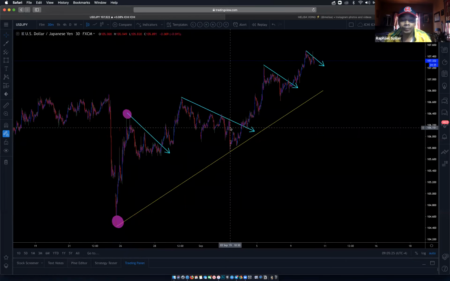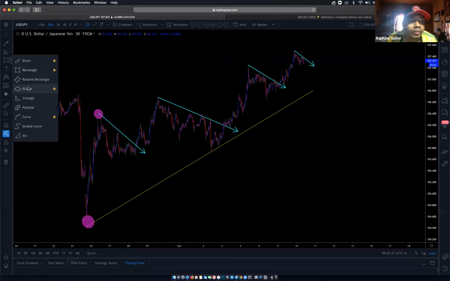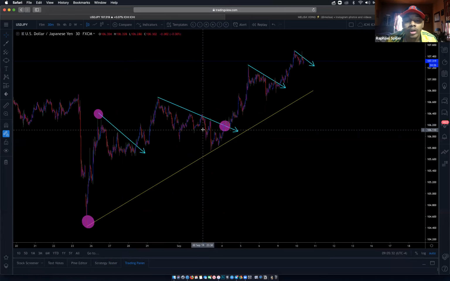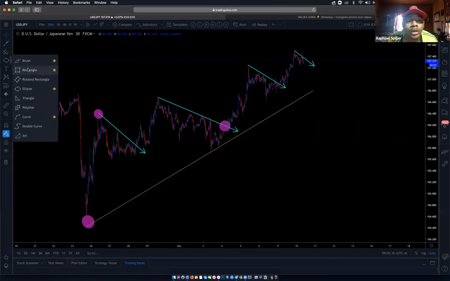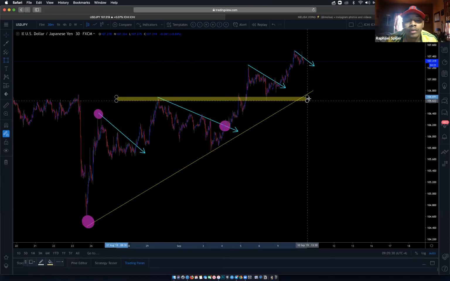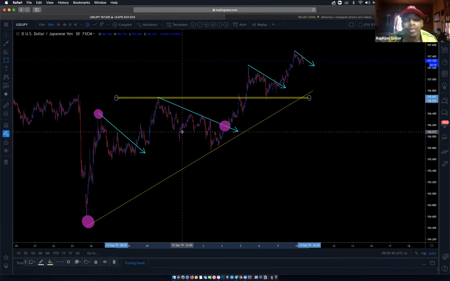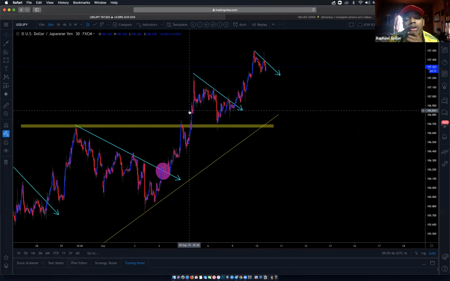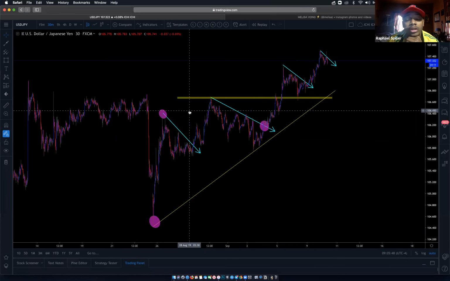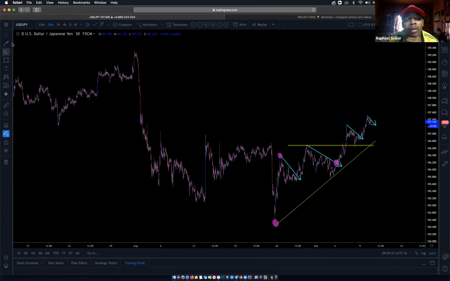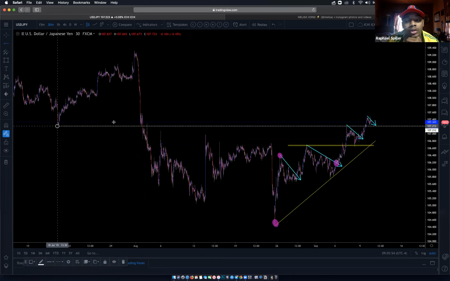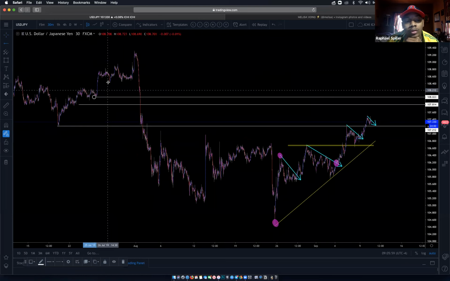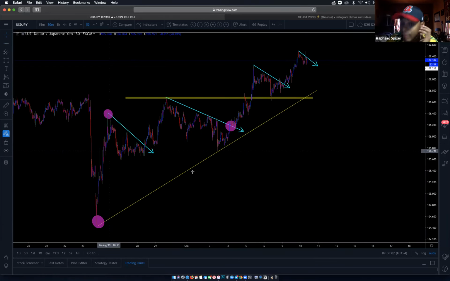For example, we're here. This is where we are currently right now. What we need is a break of this resistance. As soon as it breaks this resistance, we need to know how far our next support or resistance is to know our TP. Our next TP is right here. Next one after that is right here, right here, right here. So I already have these things mapped out.